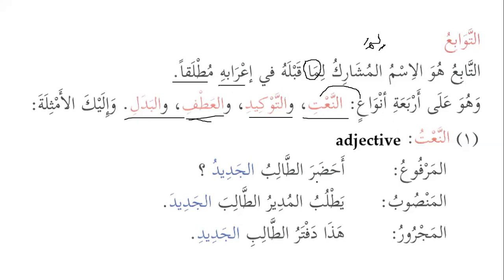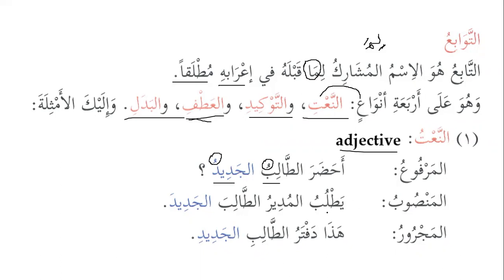So al-marfu': hadara at-talibu al-jadidu. At-talibu is man'ut, and al-jadidu is na't. We have discussed that there are two schools of thought, Basriyin and Kufiyin. Some of them say it is na't, and some say it is sifa. Basically in English it is adjective, so we can stick to it. Because at-talib is marfu', the sifa is also marfu'.